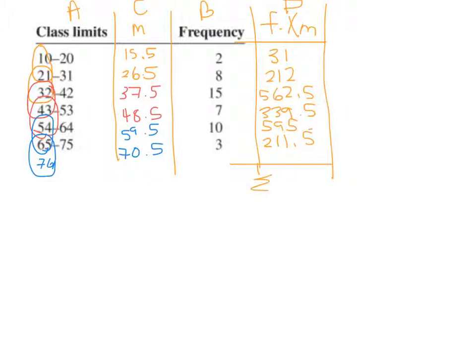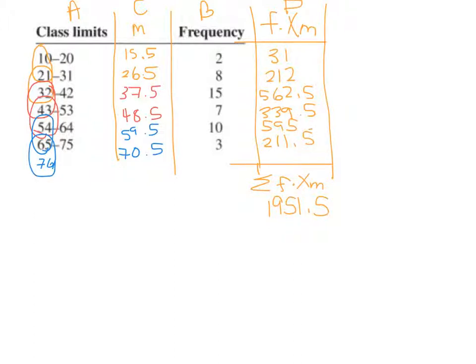My next part of the procedure is I'm going to go ahead and add the sum of column D. So the sum of this times this. That's adding this column up. So 31 plus 212 plus 562.5 plus 339.5 plus 595 plus 211.5, and I get 1,951.5.